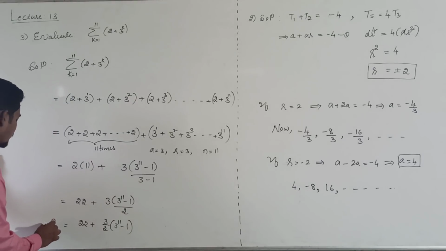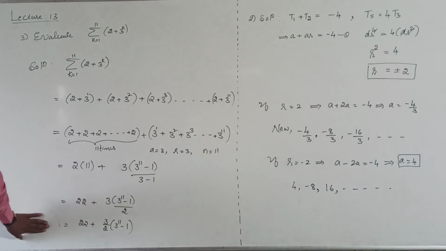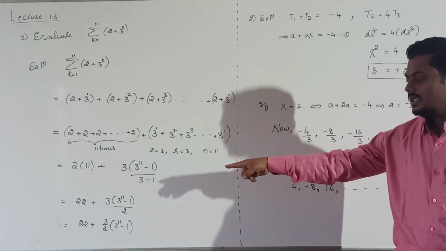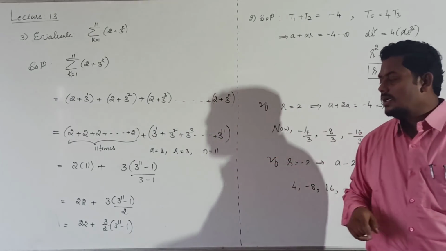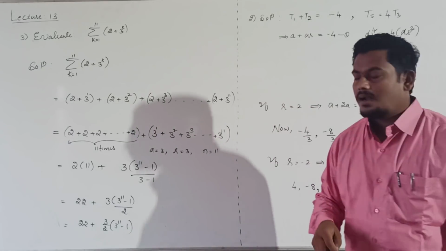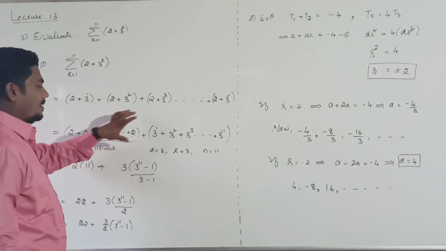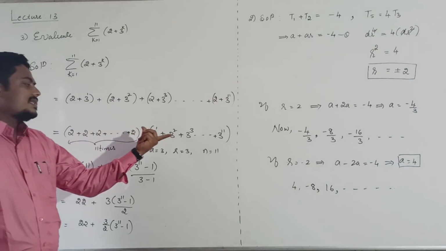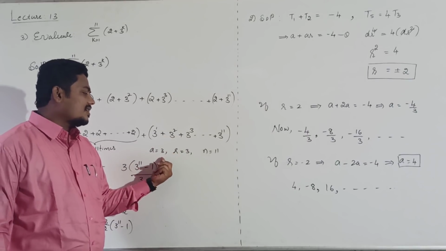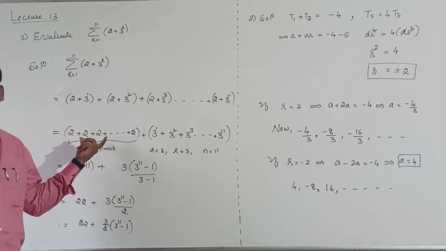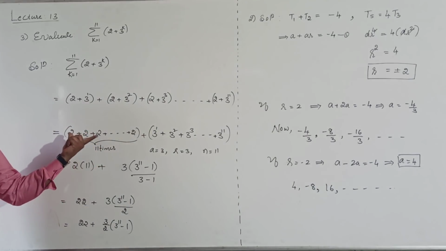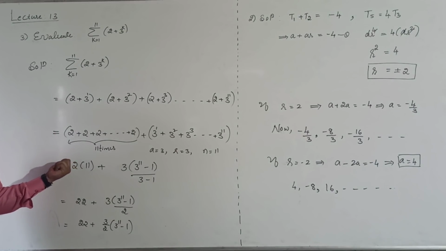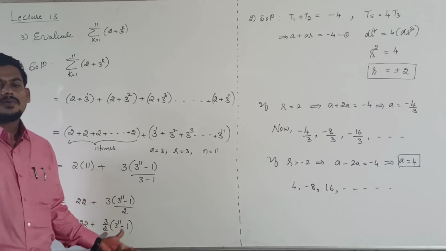No need to simplify. This is our required sum. Summation of 2 plus 3 power k, k ranging from 1 to 11, is 22 plus 3 by 2 in bracket 3 power 11 minus 1. Clearly both are in GP. This is also a GP, but common ratio is 1. This is also a GP, common ratio 3, first term 3, n value 11. In this case also n value 11, common ratio 1. If common ratio is 1, then the formula uses n value 11, a value 2. This is our required sum.